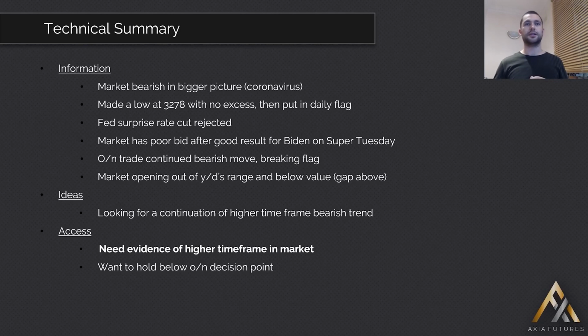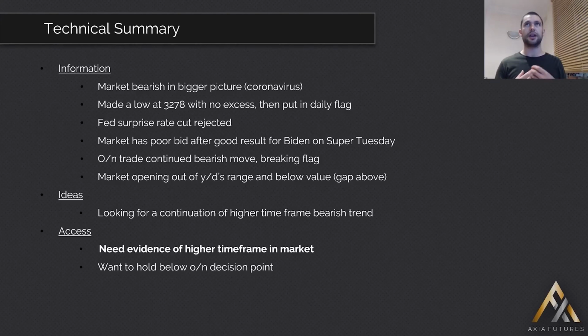And then we've come to the point of the opening that morning, with the market opening outside of yesterday's range and also opening below value, i.e. opening with a gap down. So the idea for the trade is that we want to look for a continuation of this higher time frame bearish trend. To find an access for this, we need to see some evidence of a higher time frame participant in the market.